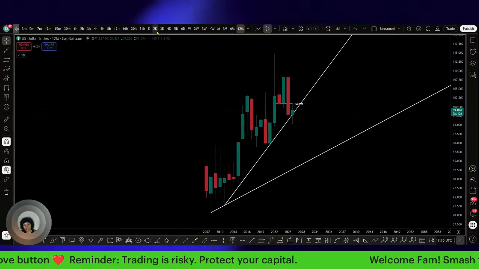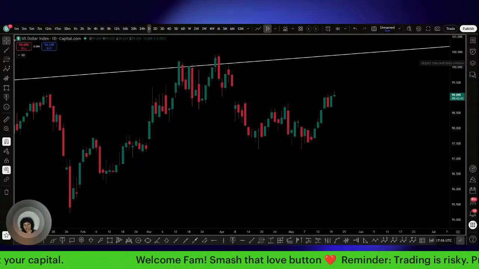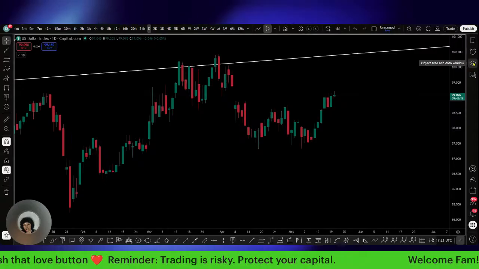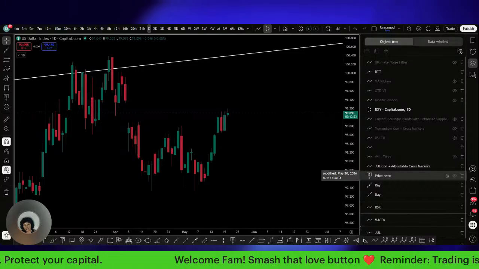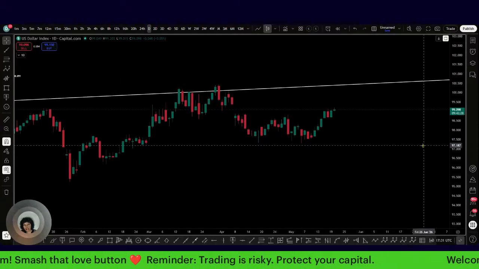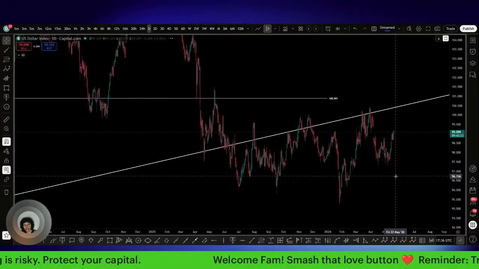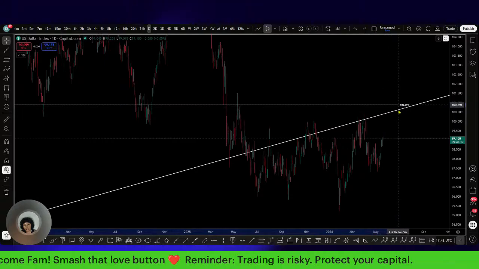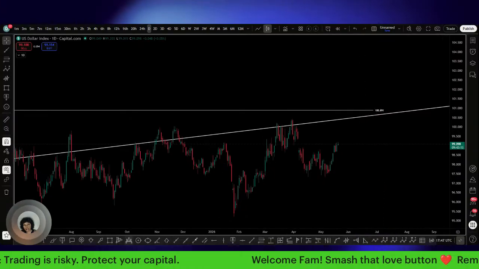But I had some TA on this. Oh, okay. Hold on. I think I'm forgetting how this thing works. So it's in a gap right now. That's interesting. A little gap.